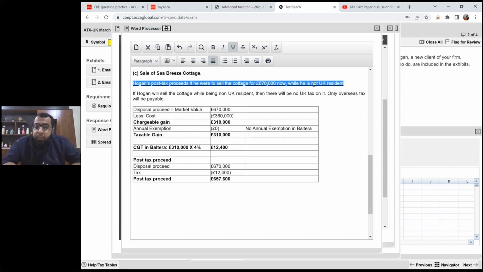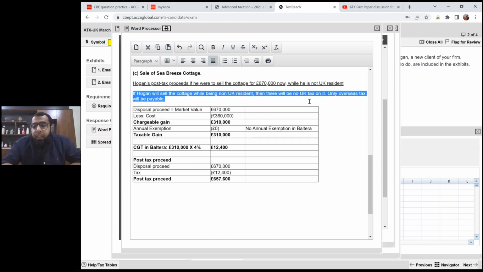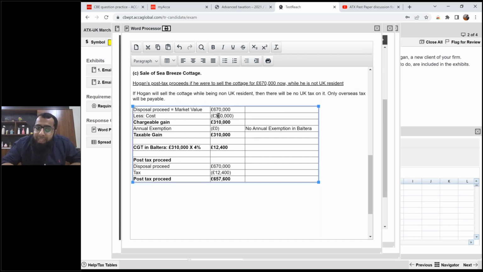It's simply written here. If Hogan sells the cottage while being non-UK resident, there will be no UK tax on it. Only overseas tax will be payable. Disposal proceeds, less cost, gives the chargeable gain. Annual exemption, then there will be the taxable gain.